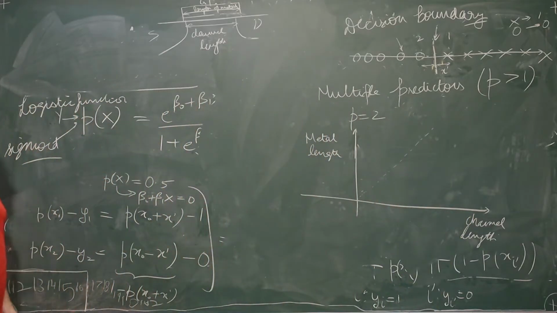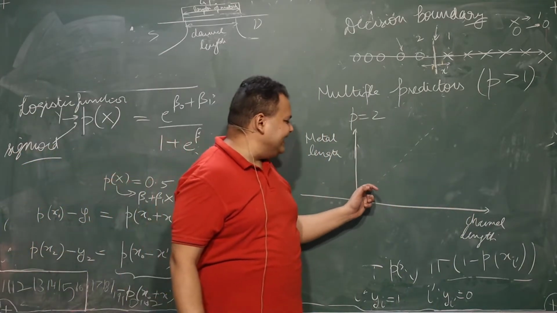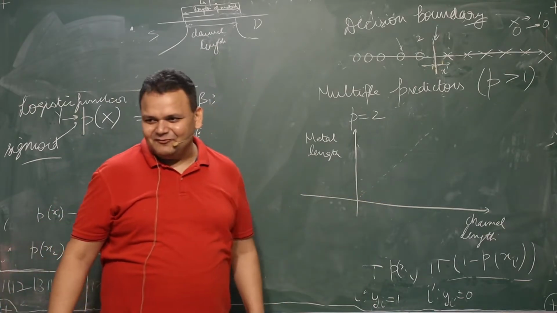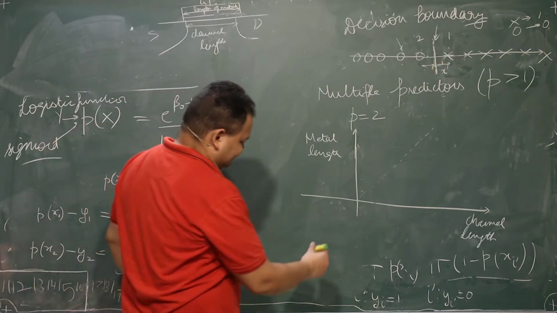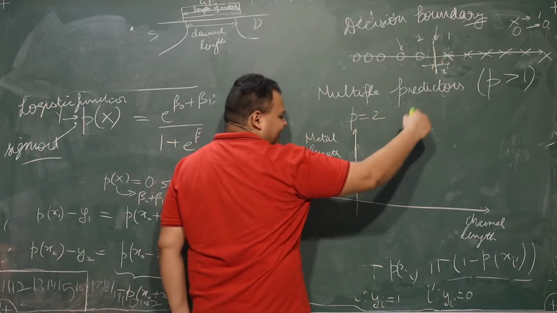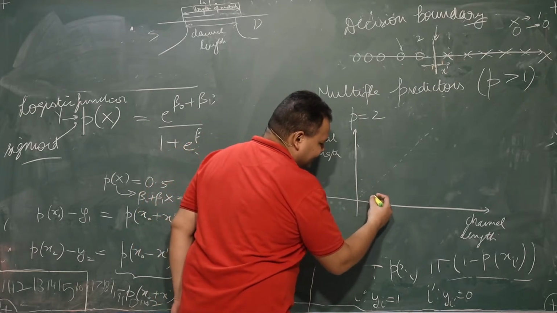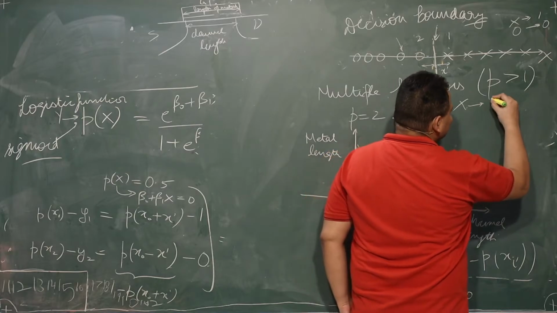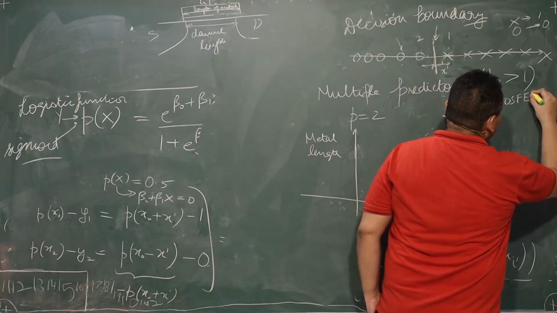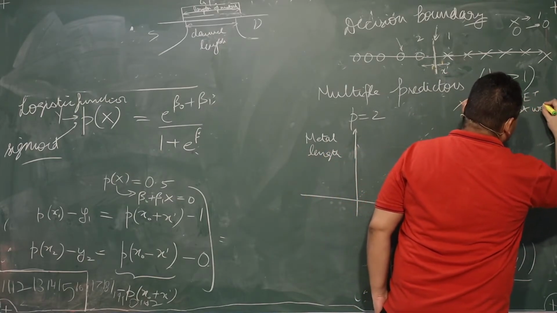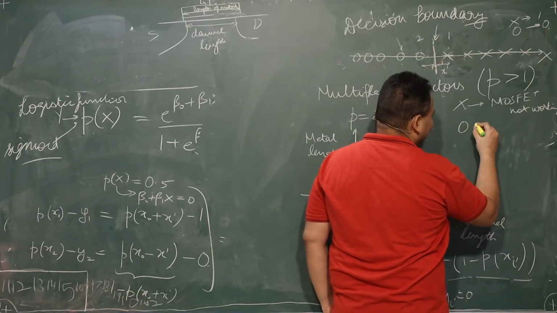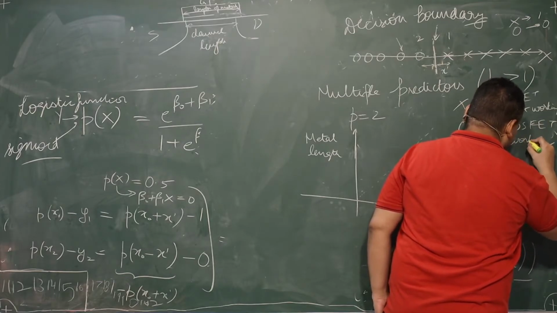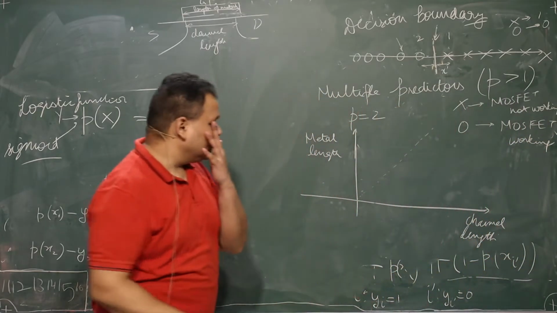For any device where the metal length is smaller than the channel length, what do you get? This is the 45-degree, slope equal to 1 line. In all these cases, X corresponds to the MOSFET not working, and O corresponds to the MOSFET working.